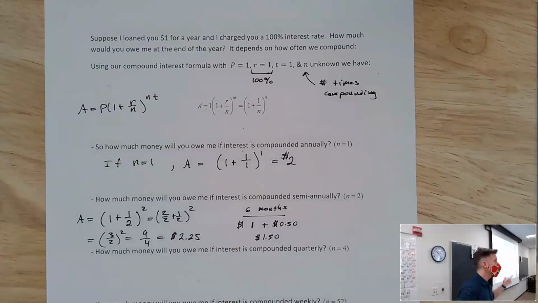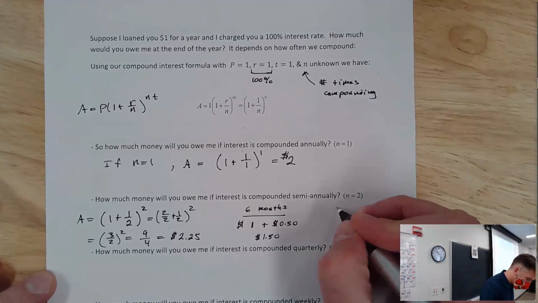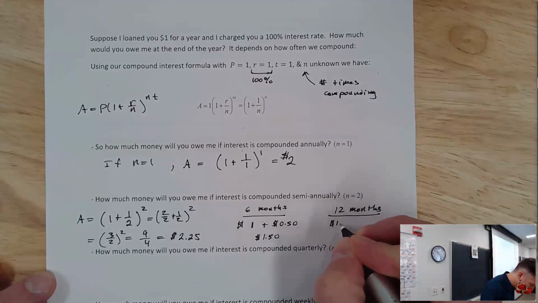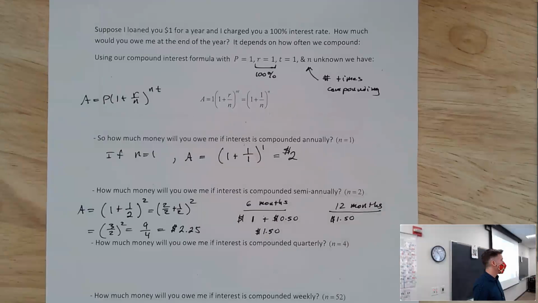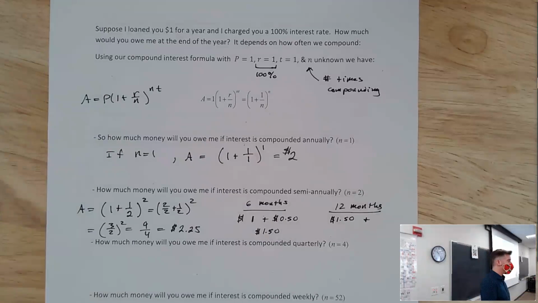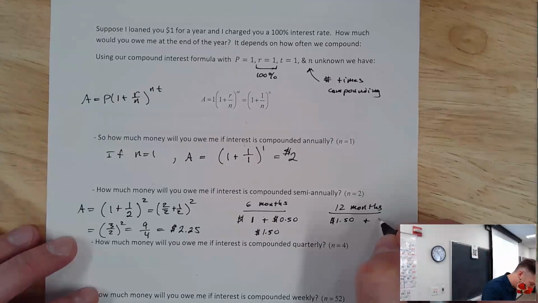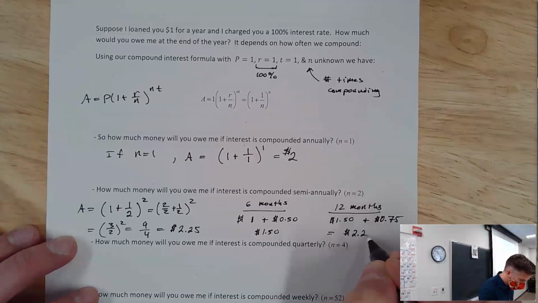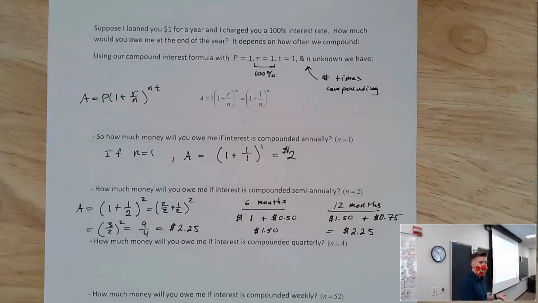Now in the next 6 months, I'm going to get the other 50% of the interest. So after the whole 12 months have gone by, I'm going to have that $1.50 plus 50% of interest on that amount, right? I'm compounding the interest. So I'm going to add 50% of $1.50, which is how much? 75 cents. And $1.50 plus 75 cents is exactly $2.25. So the formula really does work. It's not just made up, it's actually working.